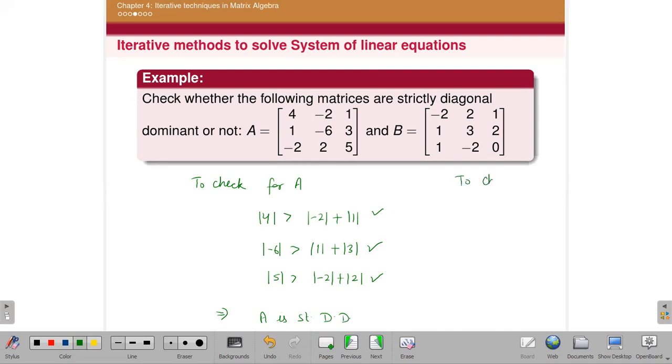Now to check for B, |-2| is greater than 2 plus 1. This is wrong. This is not true. So B is not strictly diagonally dominant, because it should be true for all the diagonal elements. If any one of the diagonal elements is not satisfying that condition, it means it is not a strictly diagonally dominant matrix.